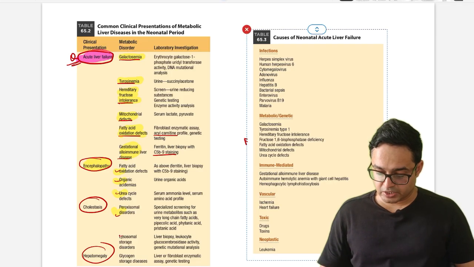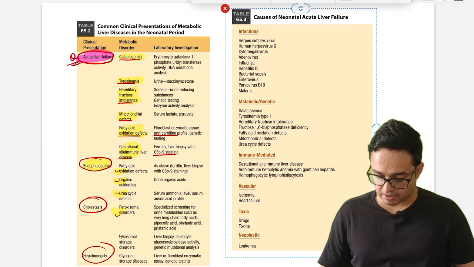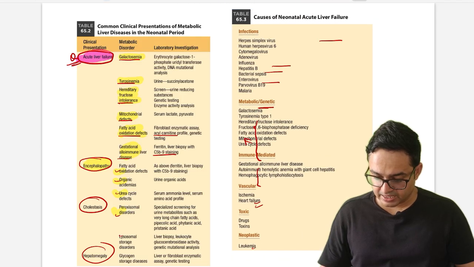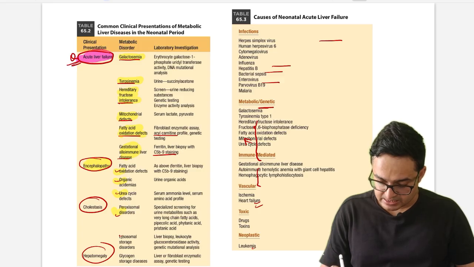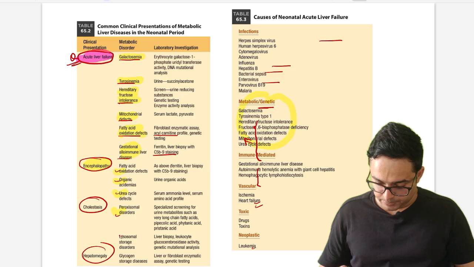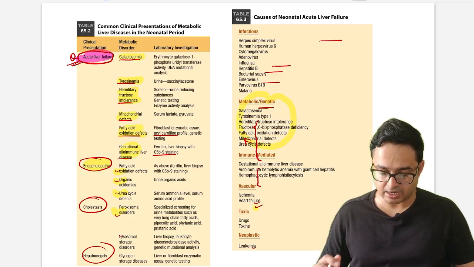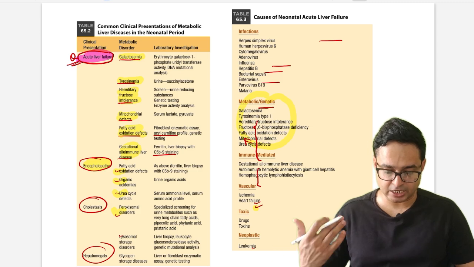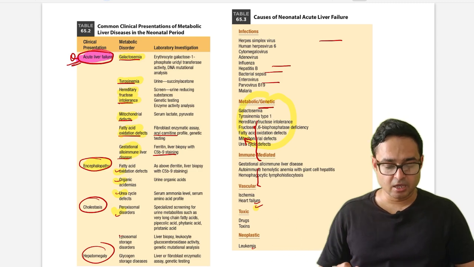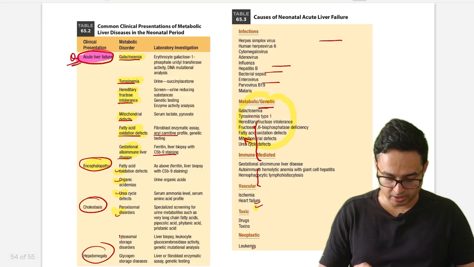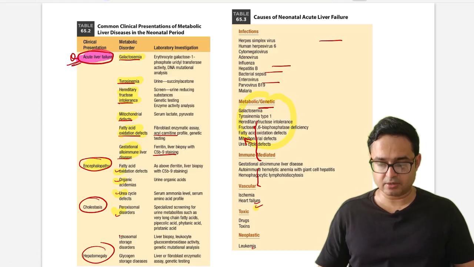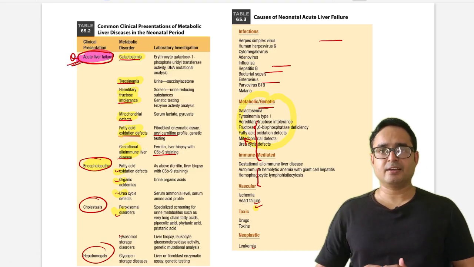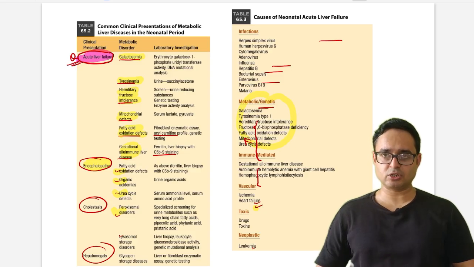So for causes of neonatal acute liver failure, you have to see this. In this condition we have discussed these conditions. Immune mediated conditions, vascular, drug, and neoplastic causes are all important considerations. Acute liver failure, encephalopathy, you have to remember. So here we have completed the neonatal hepatobiliary, GI and nutrition part, which is very much important.